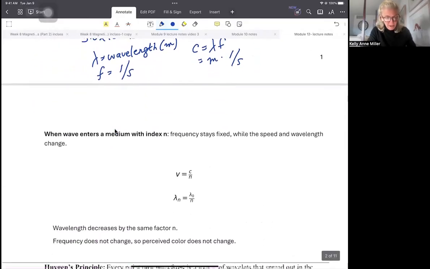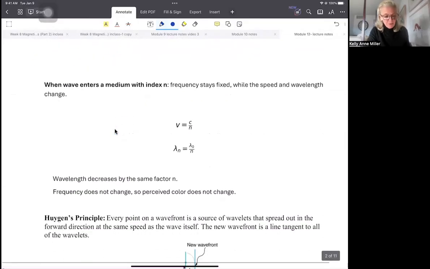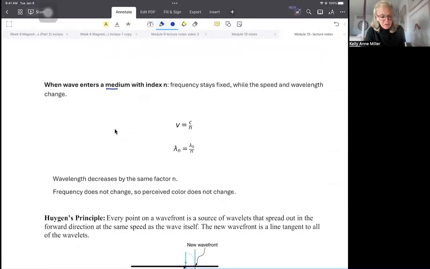We covered this last week, but this is just a review. When a wave goes from one medium to another, say from air to water, and enters a medium with some index n, this is super important: the frequency stays fixed. The frequency doesn't change, but the speed and the wavelength change.